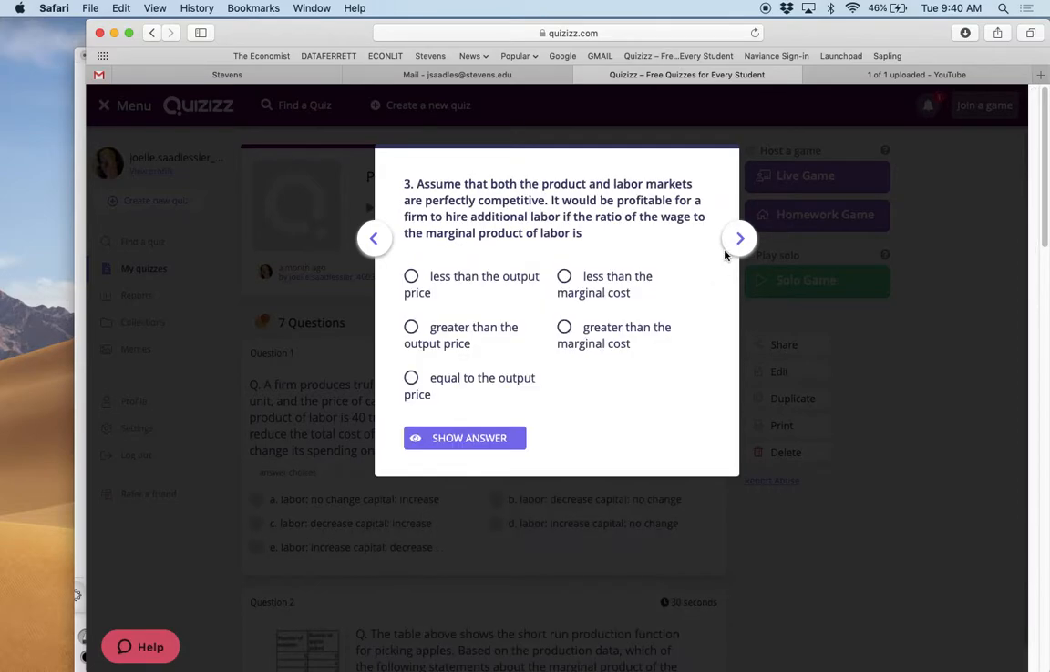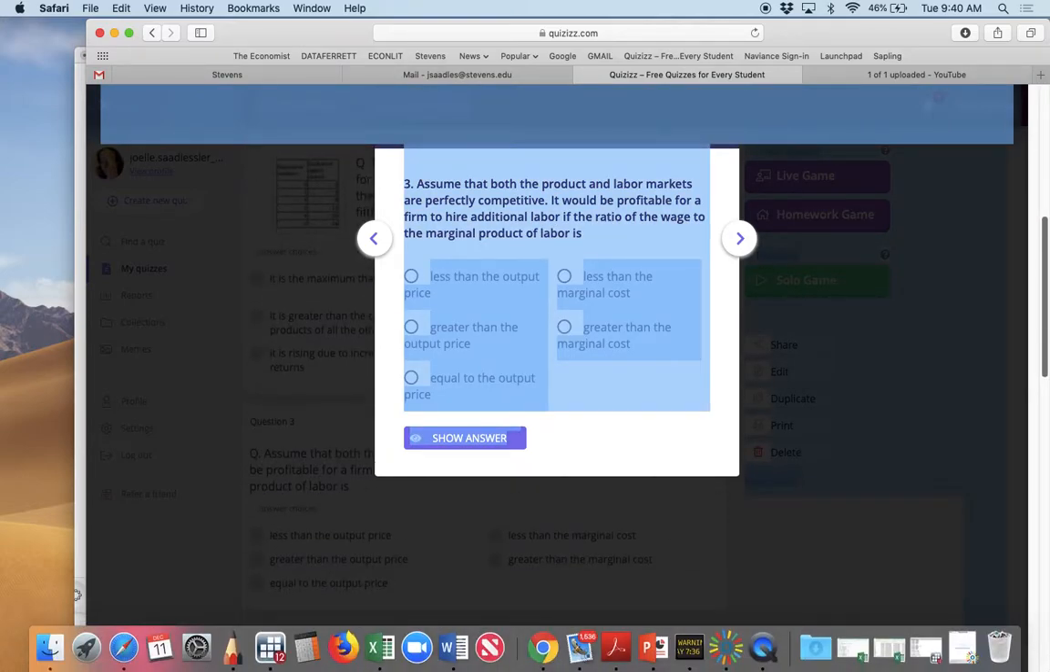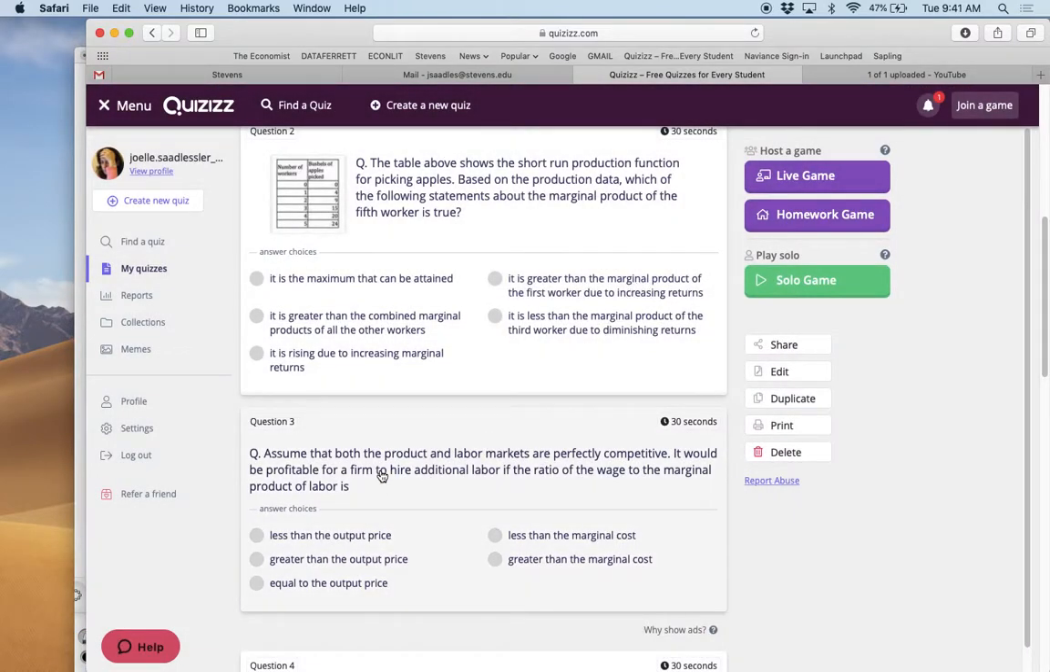Next. Assume that both the product and labor markets are perfectly competitive. It would be profitable for a firm to hire additional labor if the ratio of the wage to the marginal product of labor is what? So here we're only talking about labor. We're not talking about capital. And we said if you're only talking about labor, you want to make sure that the rule would be, right?